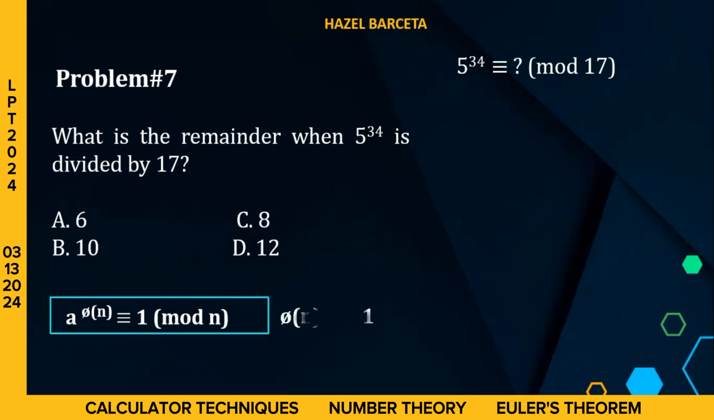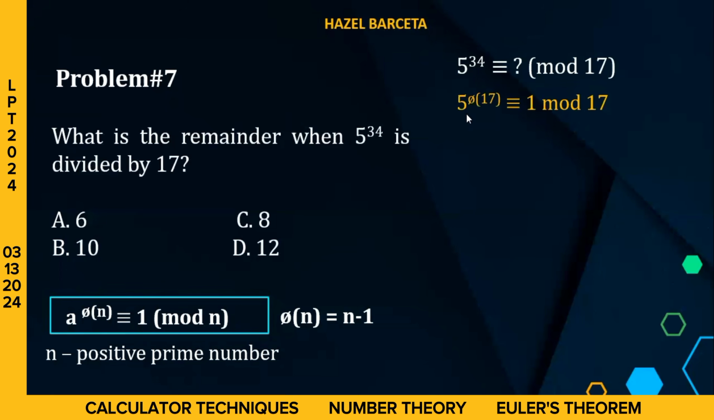Then, the formulas. Ayan, dahil positive prime. So, we have 5 raised to quotient of 17, applying this is congruent to what? Mod 17. Then, solving this one, quotient of 17 is equal to n minus 1. Kaya, 17 minus 1, we have 16. Then, isa-substitute po natin ito dito. So, magiging 5 raised to 16 kasi yung quotient of 17 is equal to 16. Then, copy, congruent to 1 mod 17.